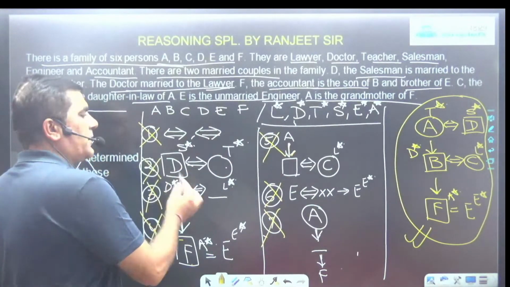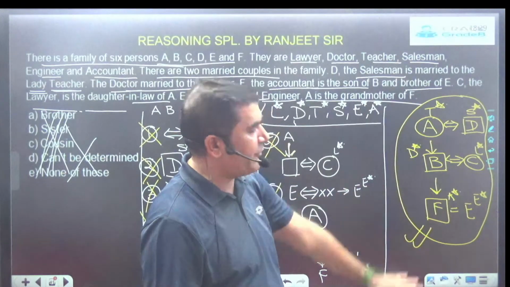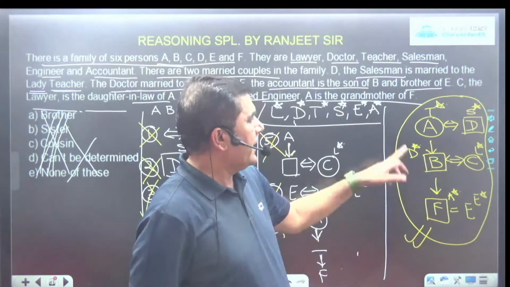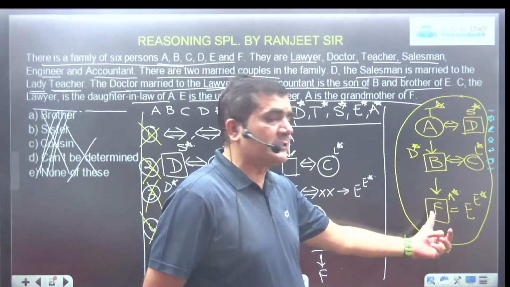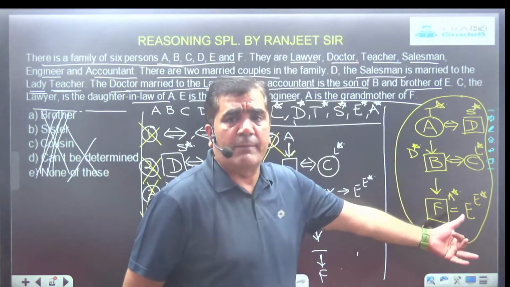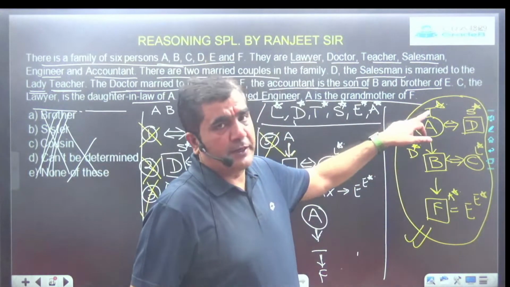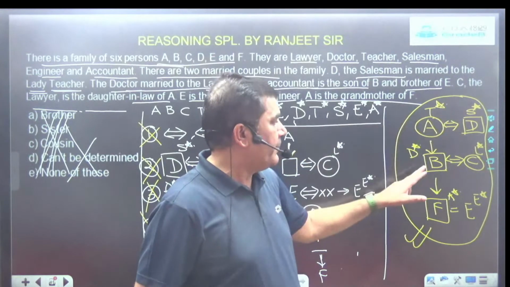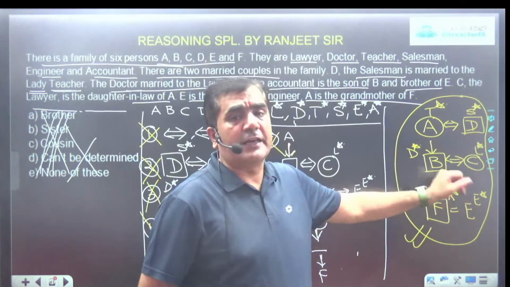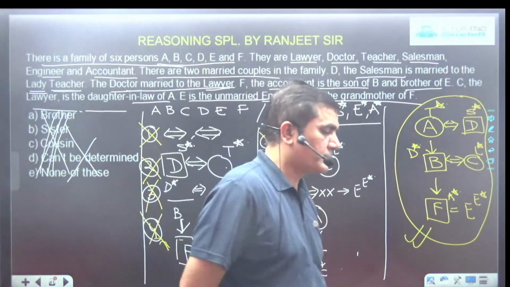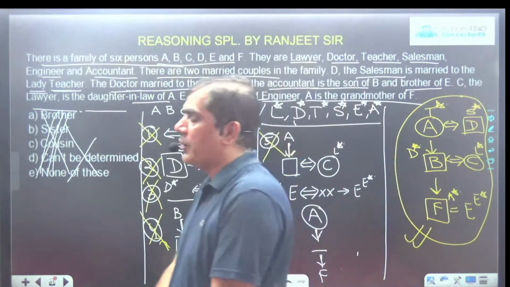Clear? So I have combined all the statements together over here, and this is my final family tree. So here I can say A and D are married couples, B and C are married couples, F and E. F is the brother. I don't know the gender of E. E may be male or may be female. If I talk about profession, A is given to be teacher, D is salesman, B is doctor, C is lawyer, F is accountant, and E is engineer. So that completes my family tree plus profession.